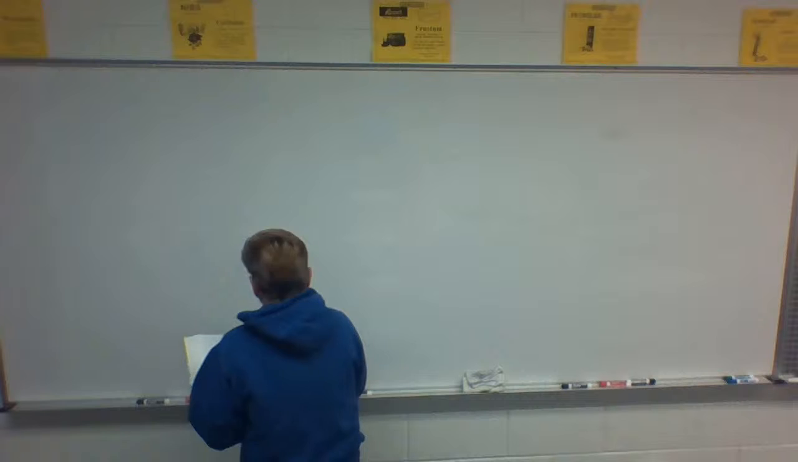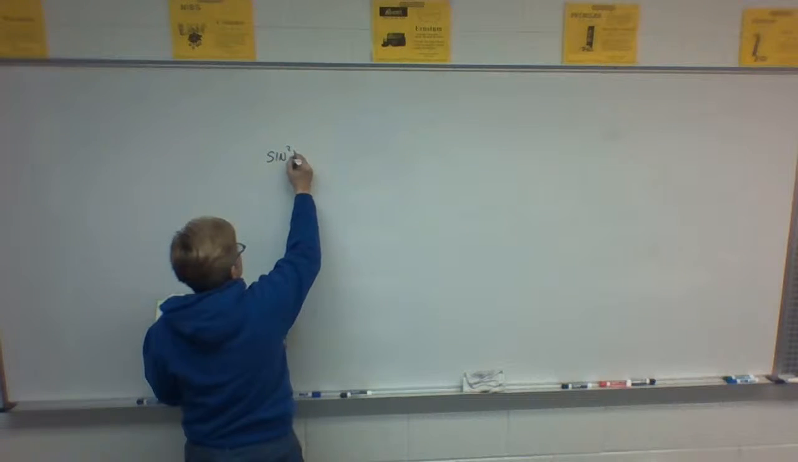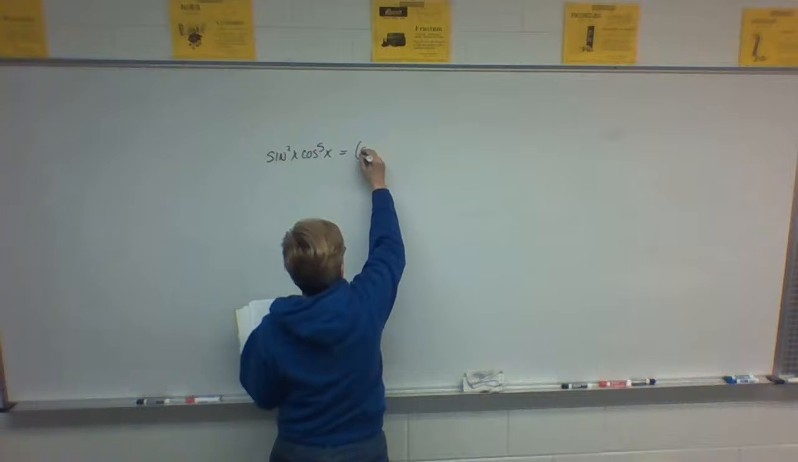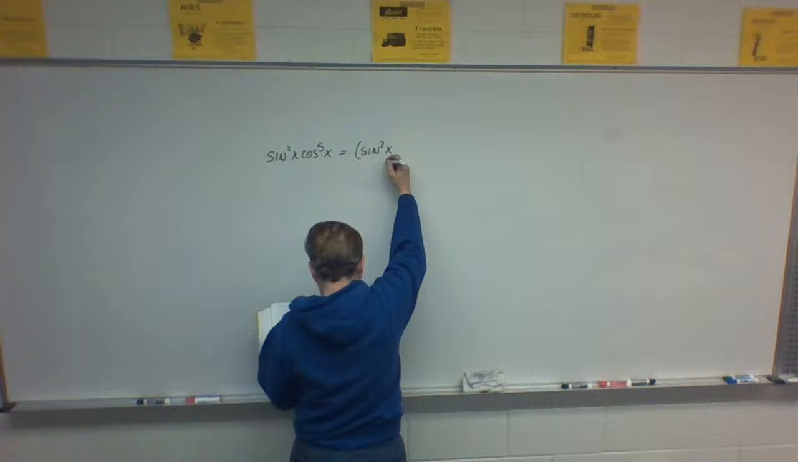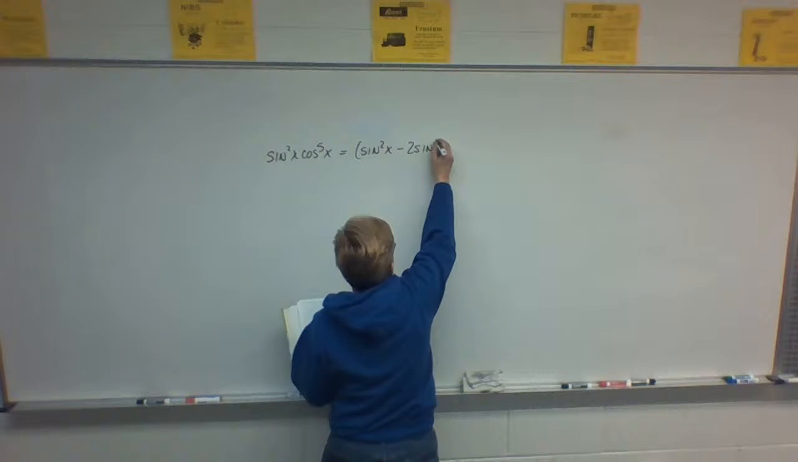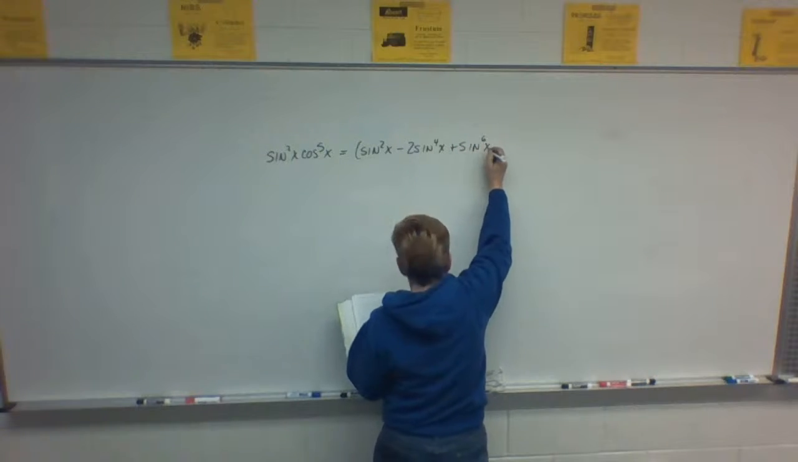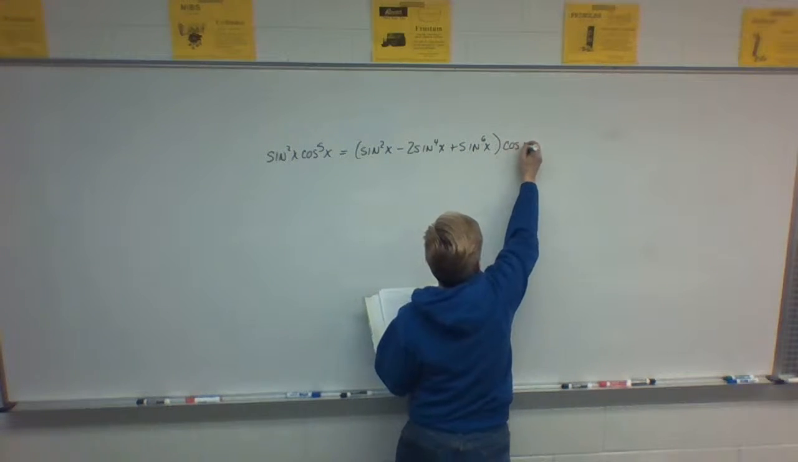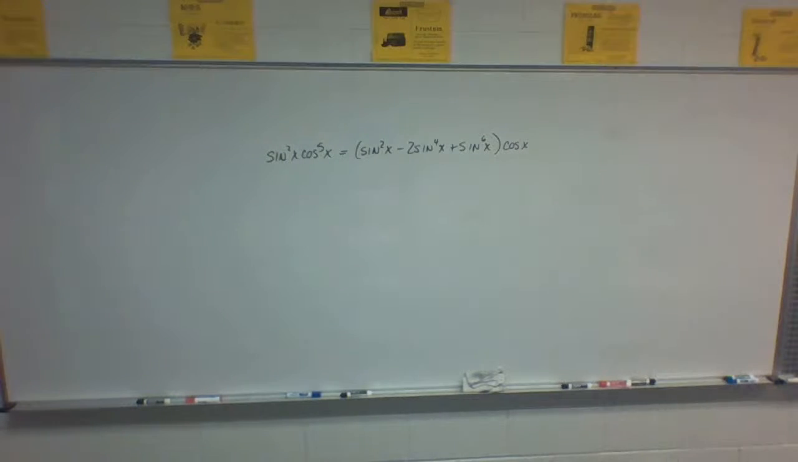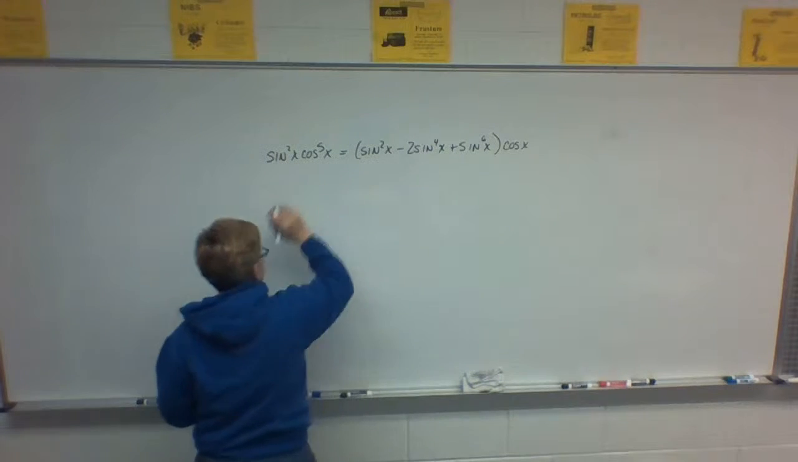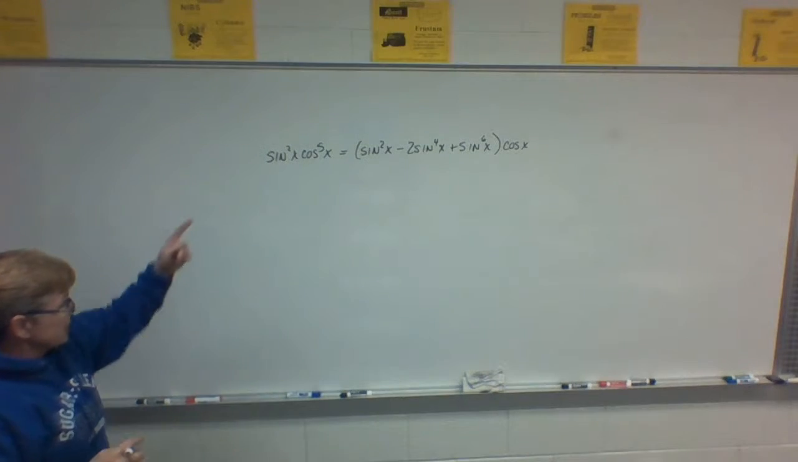So it says in example 6, here's one, sine squared cosine to the 5th. We want to prove that that's actually equal to sine squared minus 2 sine to the 4th plus sine to the 6th times cosine. Believe it or not, this would be far easier to integrate, way easier to integrate than this. As a matter of fact, I don't know how I would tackle that one at all.